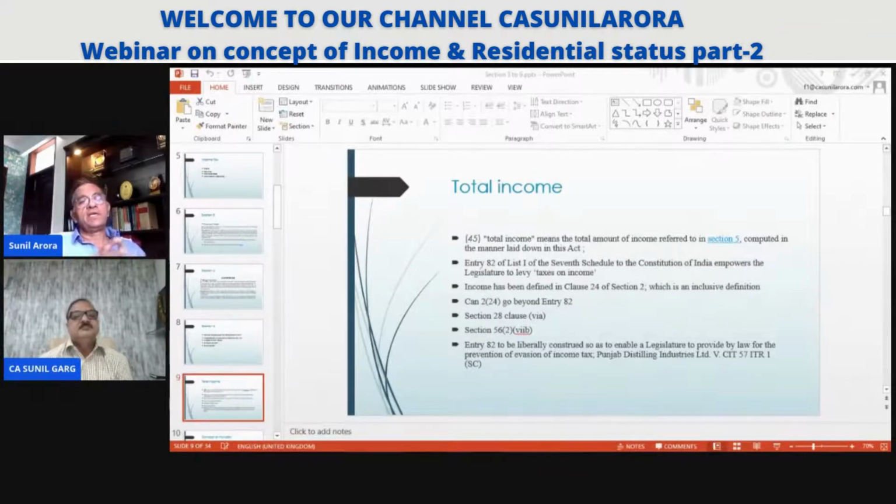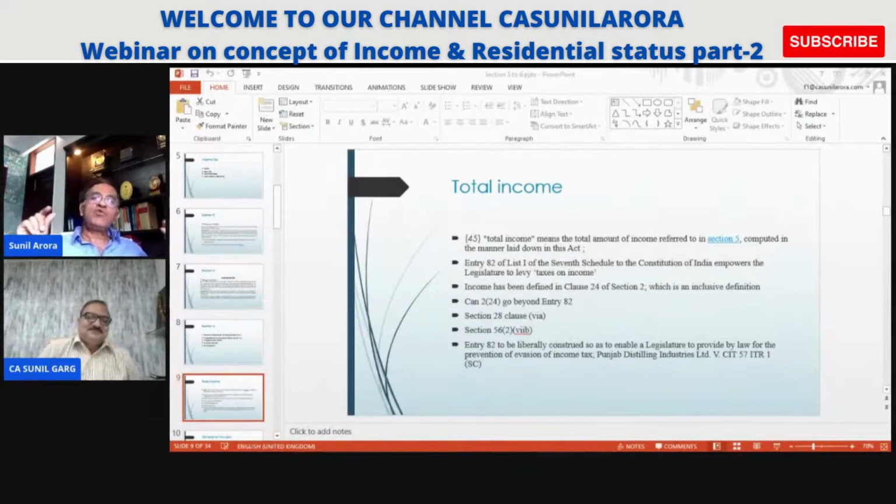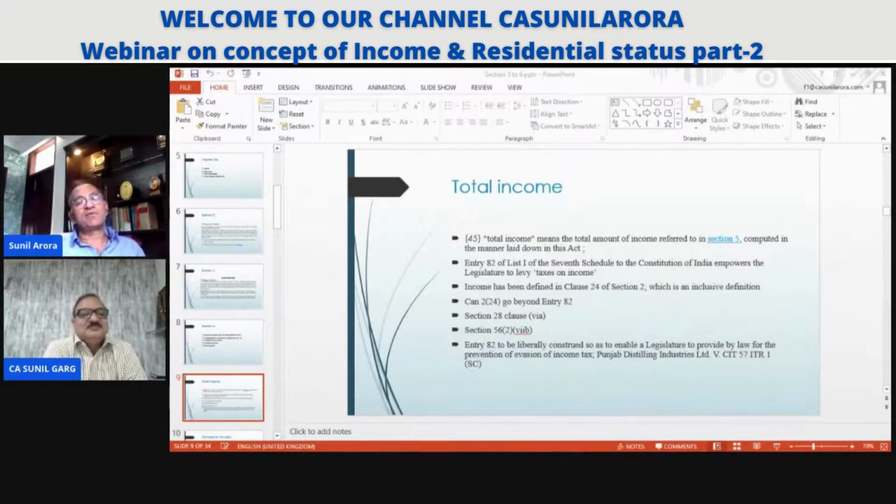But then how liberally? Can we go beyond the concept of what being an income? Just because we make an amendment in 2(24), we put it in the statute. So is 2(24) the defining section which would tell me what is income, or can entry 82 be other than 2(24)? This is what I was trying to say. Now, I would like to hear from you whether you would agree with what I'm saying or you do not agree.